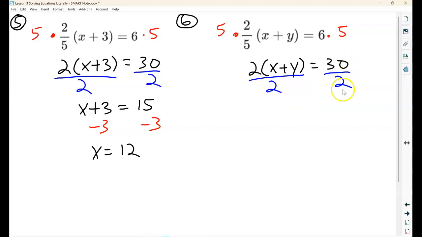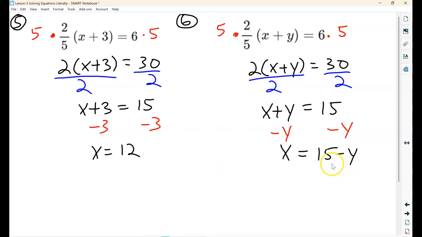And notice on the right side we're getting numbers because there's no variable over there. You know, we're going to move a variable over there, it's just not yet. Alright. So now we got 15. Just like we did on the left side, but instead of 3 it's y. And now we're going to deal with the y. Instead of dealing with 3, we're going to subtract y. So I subtract y on both sides. Then x is equal to 15 minus y.